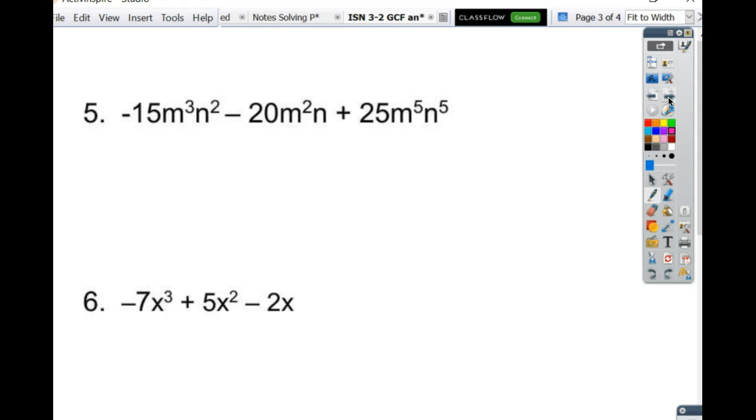So on number 5, I have negative 15, negative 20, and positive 25. So first of all, if your first term is negative, we're going to divide by a negative, no matter what. So all of these are getting divided by a negative. So 15, 20, and 25 is 5. What's your lowest exponent on your m's? 2, and your lowest exponent on your n? So you're going to divide all of them by that. That goes on the outside of the parenthesis.